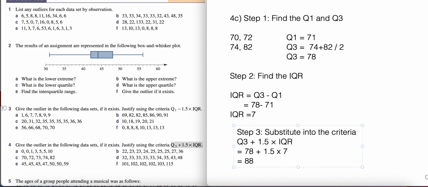So that just means anything above this, or any number more than that, is an outlier.